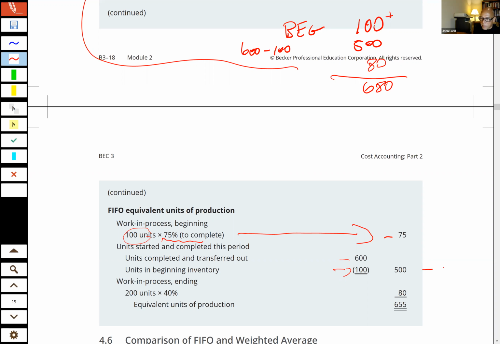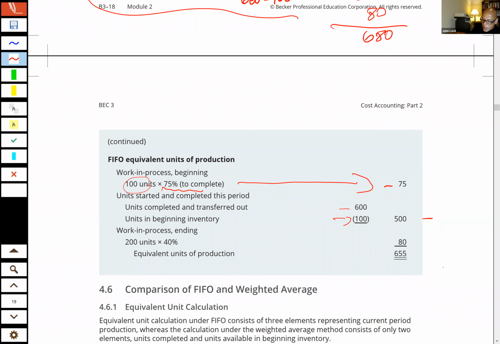When I showed you that thing with FIFO, the difference was that under weighted average you gave yourself credit for the 100% of the work done on those 100 units, while under FIFO you give credit only for the amount of work you did. And for the ending inventory, you do it exactly the same way: give yourself credit for the work that you did this period.